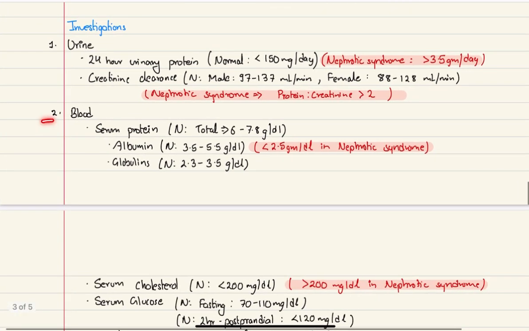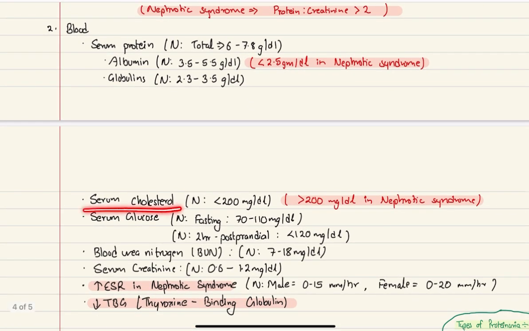In case of blood examination, the serum proteins will decrease. Normal is around 6 to 7.8 gram per deciliter. The level of albumin will also decrease, where the normal value is 3.5 to 5.5 gram per deciliter. In nephrotic syndrome, it will be less than 2.5 gram per deciliter. And the level of globulins will also decrease. The normal is 2.3 to 3.5 gram per deciliter.